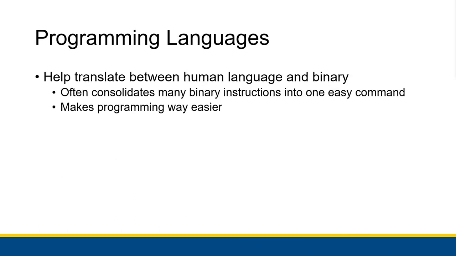And that takes us to programming languages, which actually help translate between human language and binary. Programming languages are designed to be somewhat human readable. It's not as easy as just writing out a sentence that says, hey, this is what I want the computer to do. It's not as easy as saying, when this button is clicked, show the user the funny picture of the gnome that I have saved on my computer. It's not quite that easy, but it uses words that are familiar and a lot easier to remember.